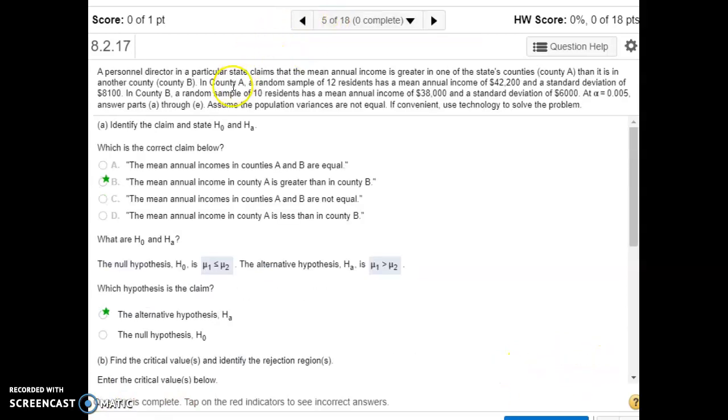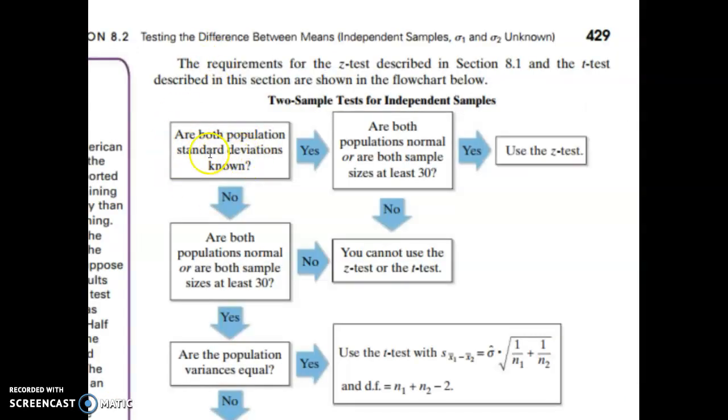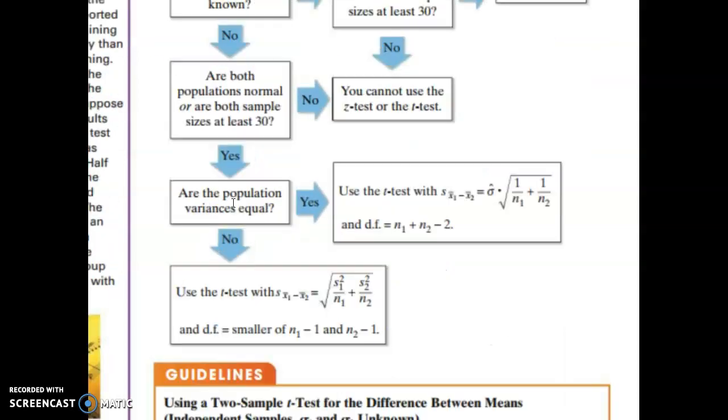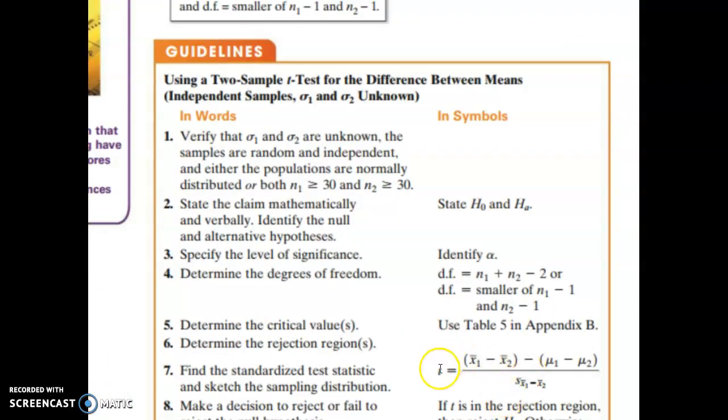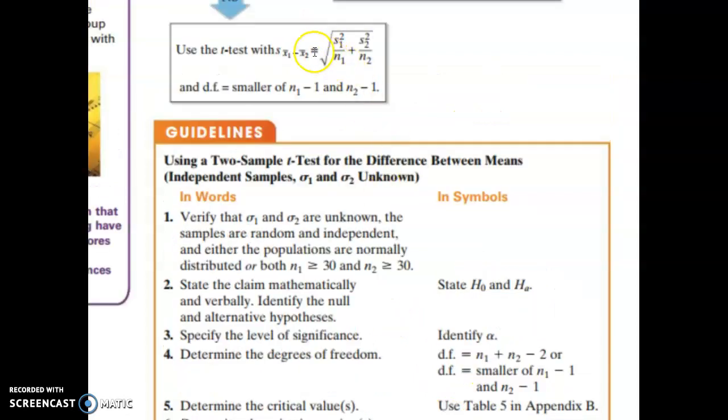Number 5 is similar to number 4. We're testing the mean between two different populations. The population standard deviations are not known, and the population variances are assumed to not be equal. So we'll be using this value here in our calculation of our test statistic. We'll be using this for the degrees of freedom. And here's how we'll do our entire test statistic here. That bottom part is that right there.